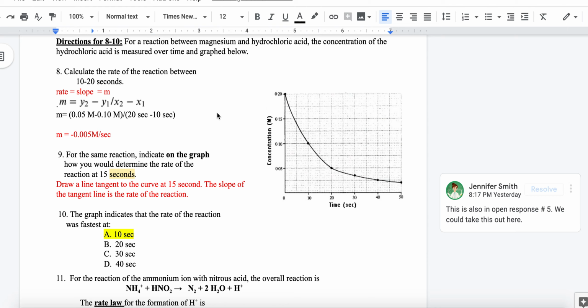In number 9, this is a reminder of how instantaneous rate is determined. This also appears, as I have in this note, as number 5 in your open response. So you would not actually be asked to calculate this, but you should know how to do it. Number 10, visually inspecting the graph, we're looking for the steepest part of the graph. The steepest part is at the 10-second mark. Therefore, that's when the rate has to be the fastest.